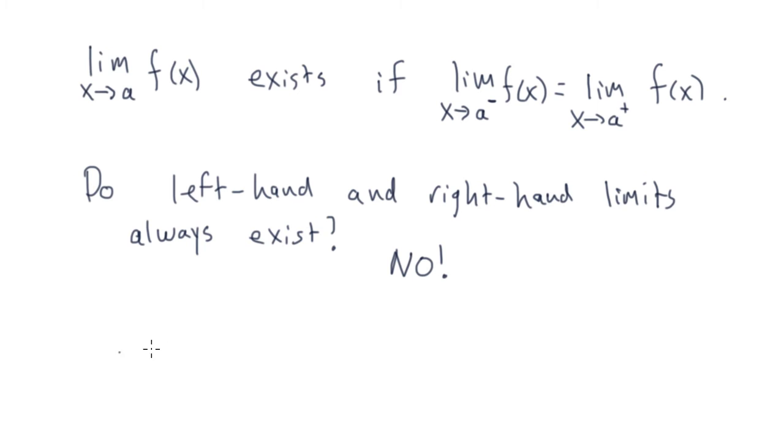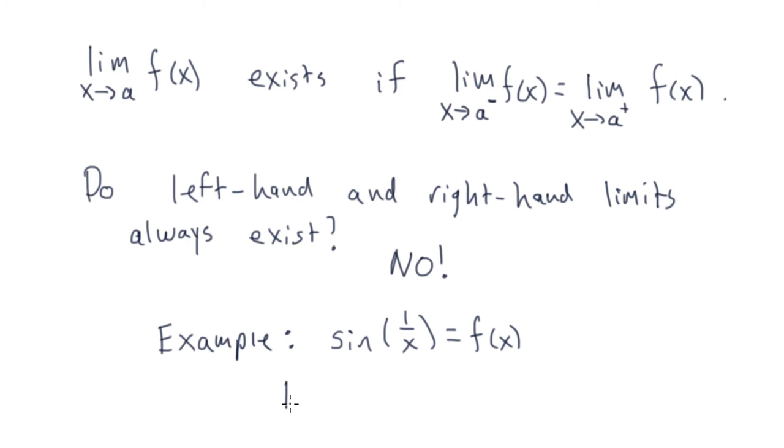So an example, and I'll show you a graph of what this function looks like on the next page, is sine of 1 over x. So this is our function f of x. For this example, the left-hand limit and the right-hand limit are not equal at x equals 0. In other words, they don't exist at x equals 0. So let me write that down.